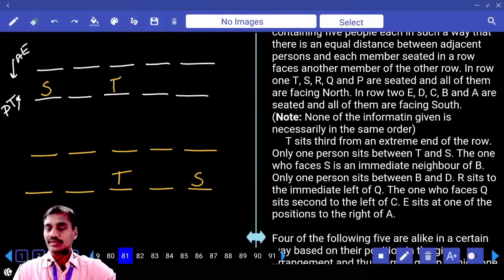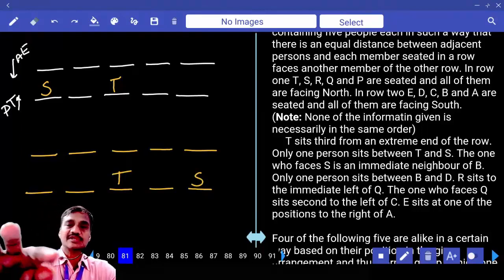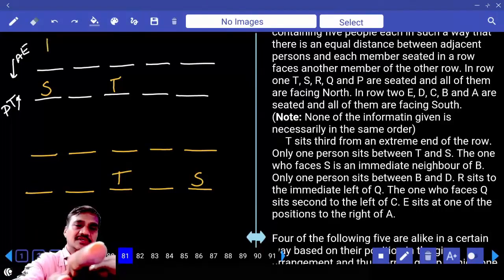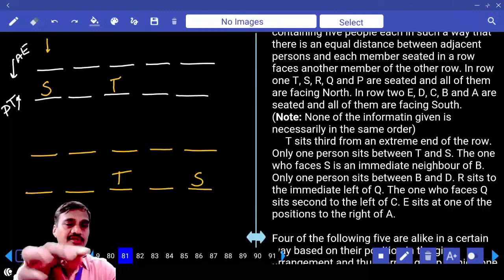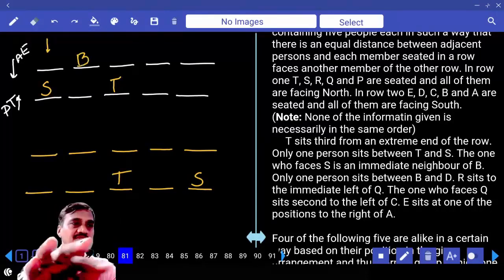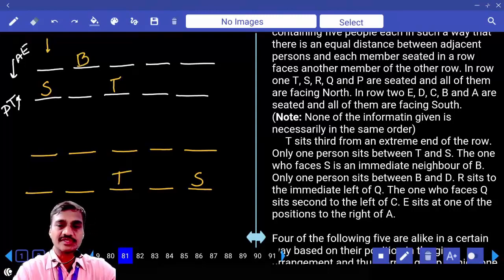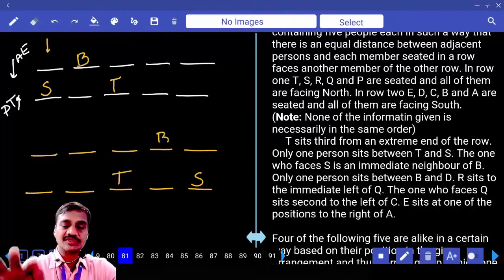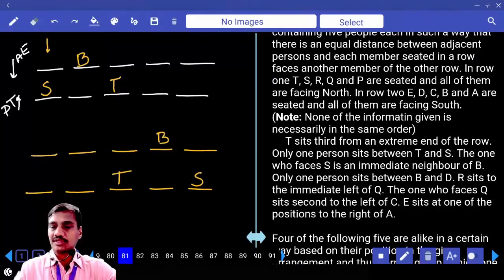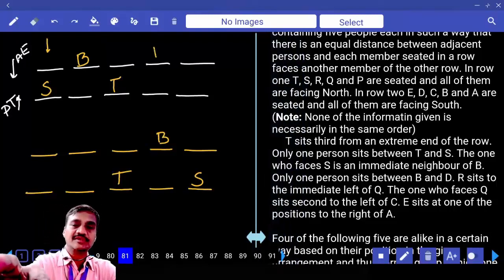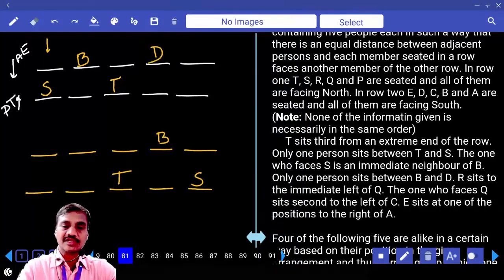Then next one, the one who faces S is an immediate neighbor of B. Now he is the person facing S, and that person is an immediate neighbor of B, so B must be here. And in this case also, the one opposite S is an immediate neighbor of B. B is here, and only one person between B and D. D is at this place, and similarly here also D is at this place.